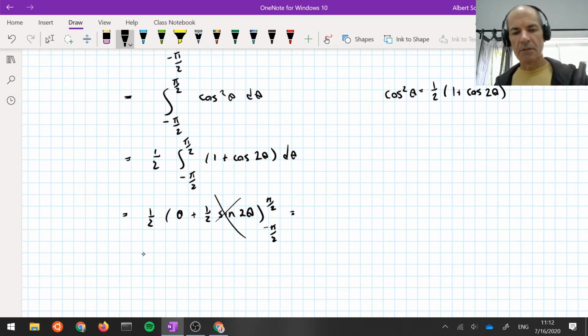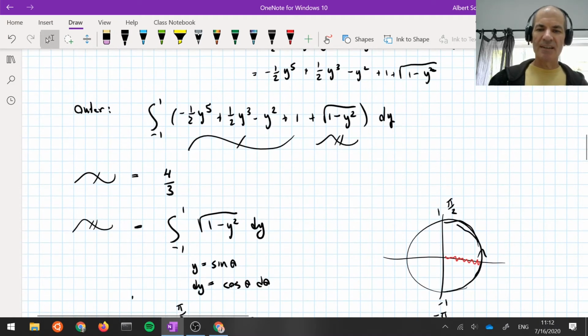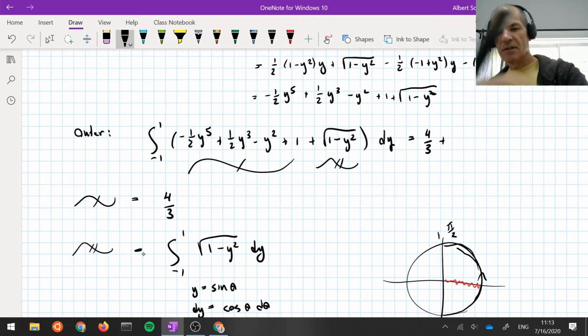And if I plug pi/2 in for theta and subtract a negative pi/2, I get pi. So this whole integral nets out to pi/2. And don't forget where we started. We were trying to calculate this much larger integral. We calculated the first piece to be 4/3, and the second piece to be pi over 2.